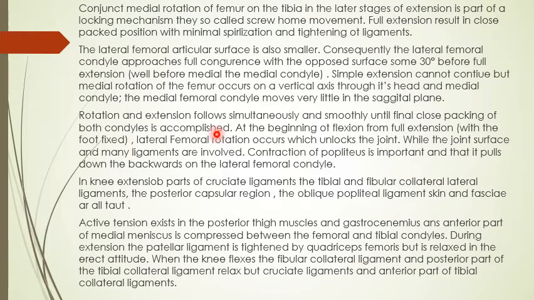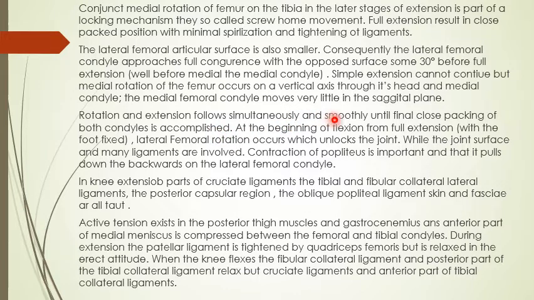By this spiralization and tightening of the surrounding ligaments and muscles, the name given is the screw home position, or the close pack position, of the knee joint. So the close pack position phenomenon occurs in the last 30 degrees of extension due to medial rotation of the femur.